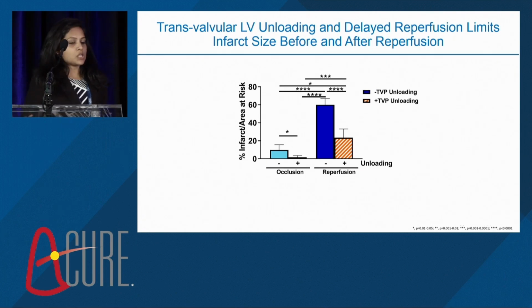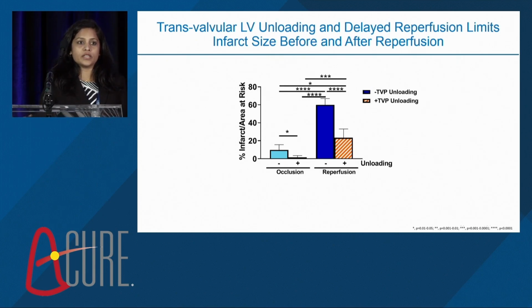So this is the infarct size quantification. So the first two bars are from the occlusion side, and the second two bars are from the reperfusion side, plus and minus unloading. We see after 210 minutes of LAD occlusion, we see hardly any infarct in there. And LV unloading was protecting the myocardium. We have a significant reduction in infarct size during ischemia alone. The major chunk of injury was only happening post-reperfusion. And by prepping the heart with LV unloading, we are significantly reducing the infarct size post-reperfusion.